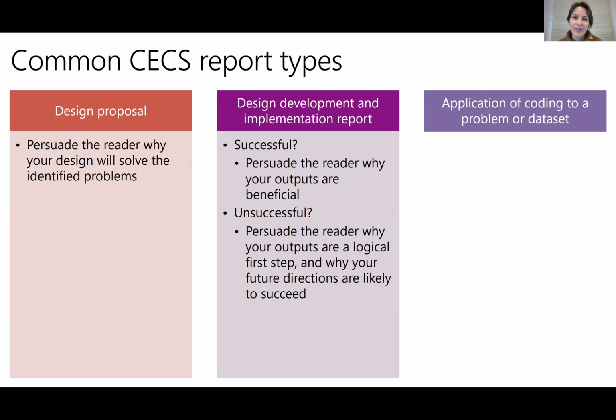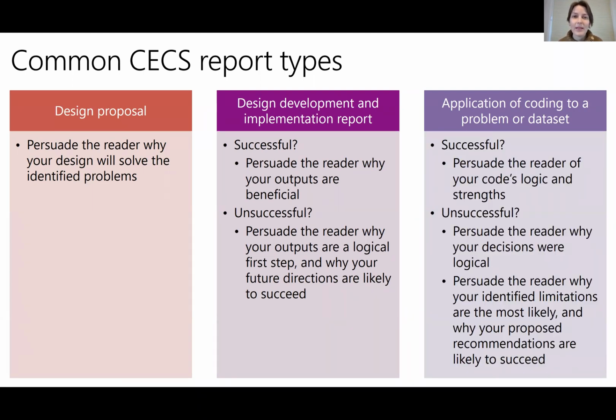And then in a computer science report, again, it's about being successful or unsuccessful. So was your programming efficient, for example? And in that case, if it was successful, you'd be talking about what were the advantages of the coding or the programming that you did.